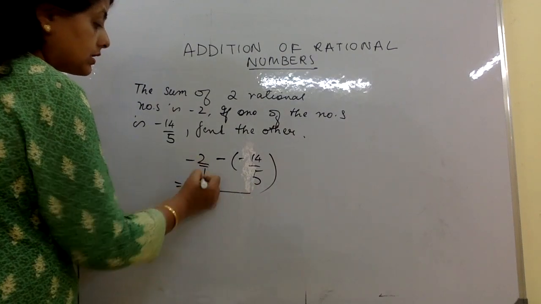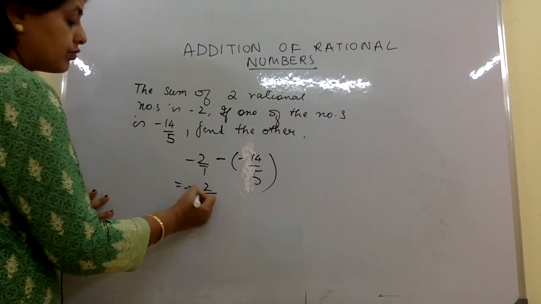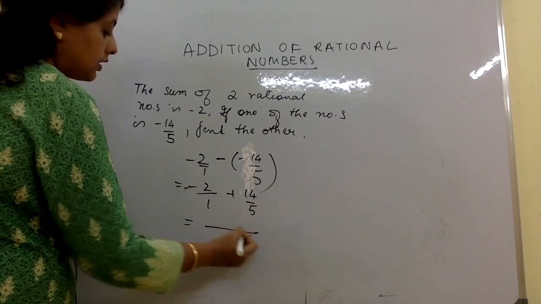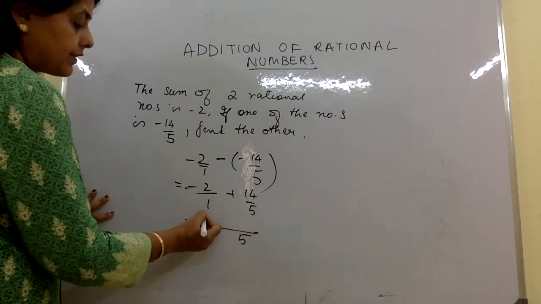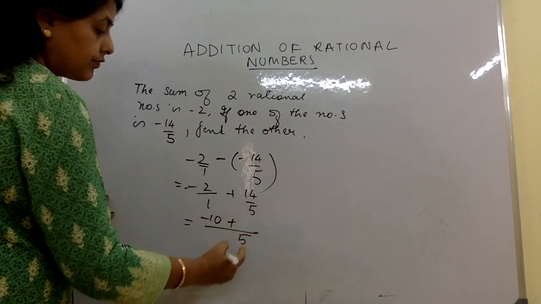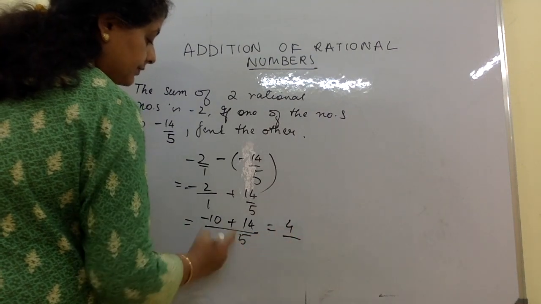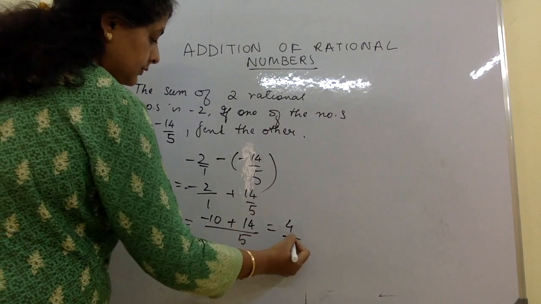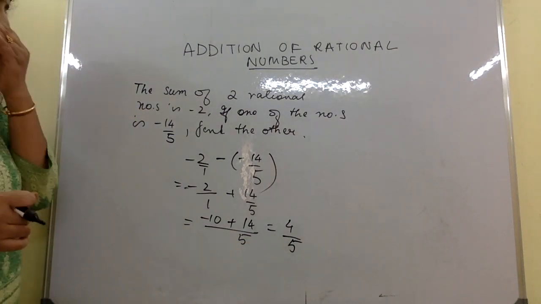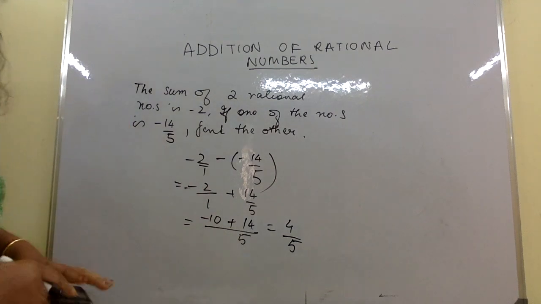So here I'll consider the LCM of 1 and 5. Let me first write minus 2 by 1 plus 14 by 5. LCM is 5. 1 into 5 is 5, minus 10. I multiply that 5 with here. Plus 5 into 1, so 14. That is how much now? 4 by 5. So the other rational number is 4 by 5, not minus 4 by 5.